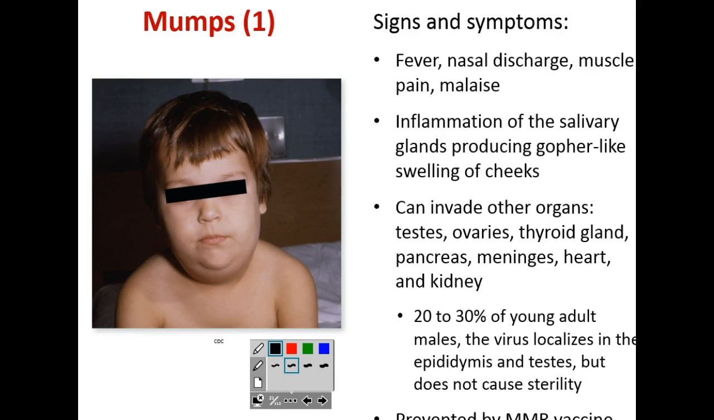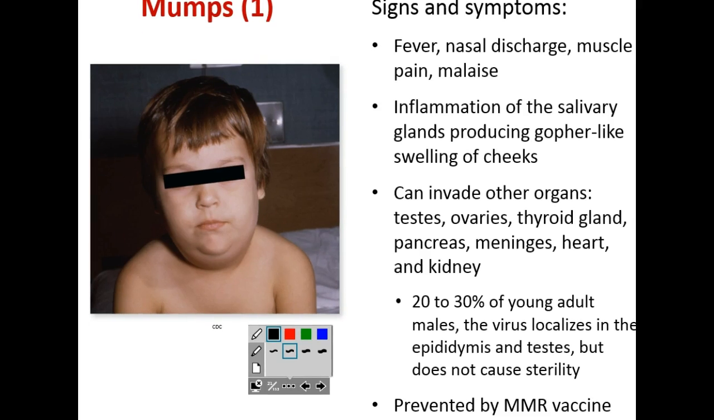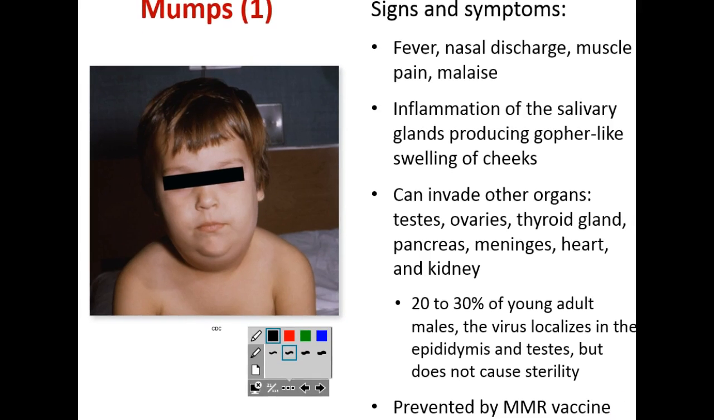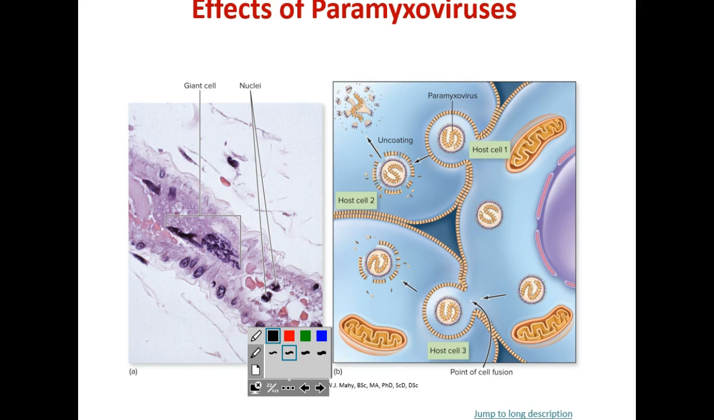20 to 30% of young adult males, the virus localizes in the epididymis and testes. Where is the epididymis, mister? Under your arm. You don't mean that. But it does not cause sterility. And mumps is prevented by the MMR vaccine. And we know MMR to mean what? Measles, mumps, and rubella.